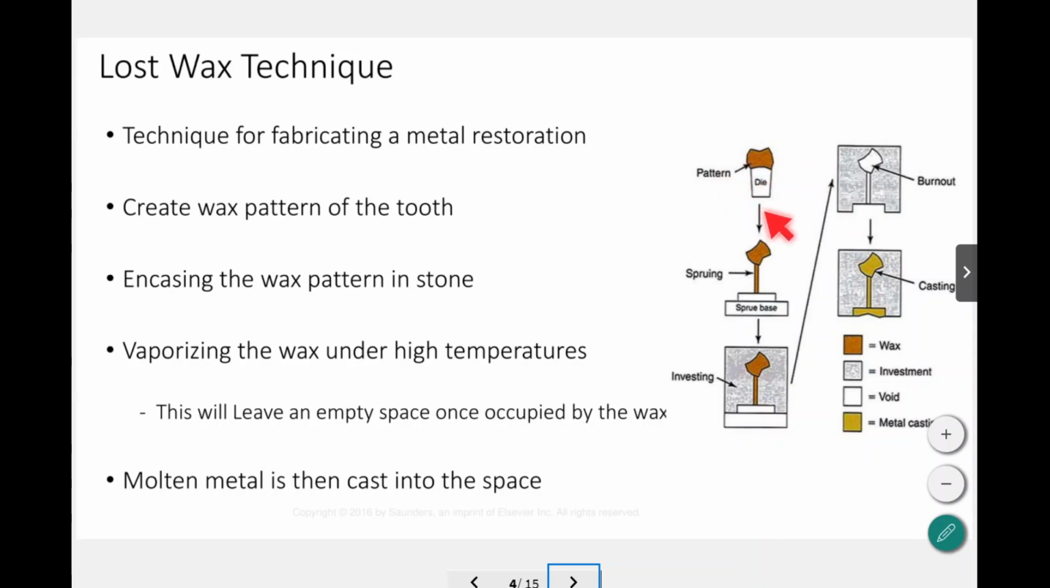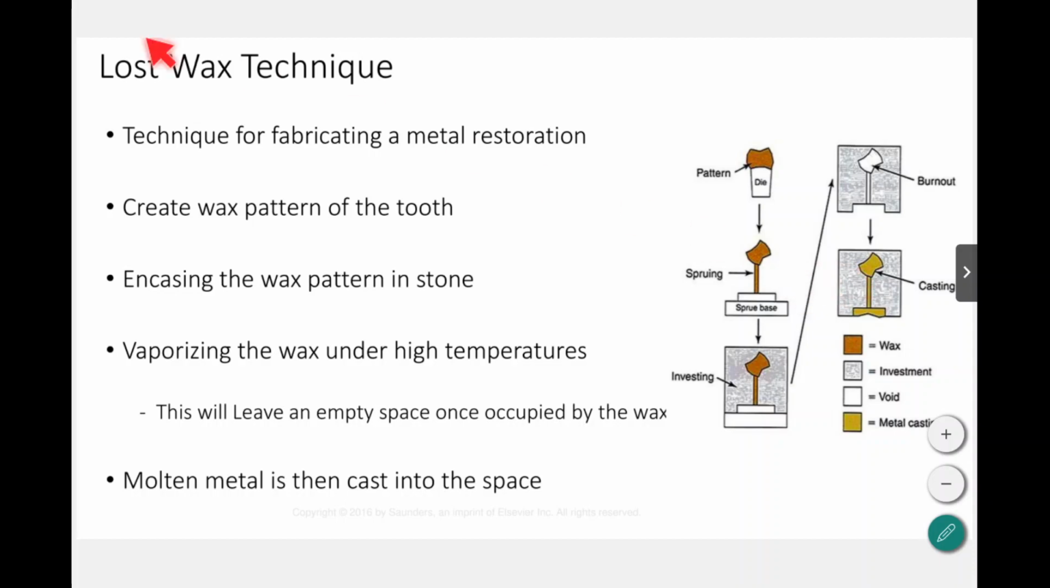I think this picture is really nice because it shows you the actual steps that we use with the lost wax technique. So it's a technique for fabricating metal restorations. You create a wax pattern of the tooth, you encase it with stone, and then you vaporize the wax with high temperature, that's the burnout, and then you put the molten metal inside to make the actual casting.